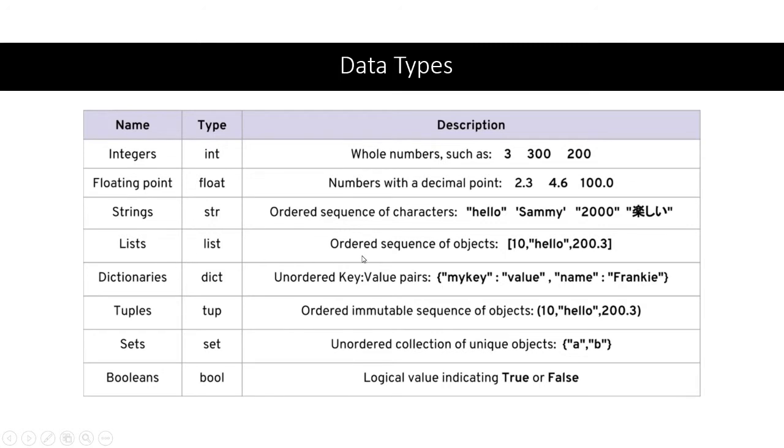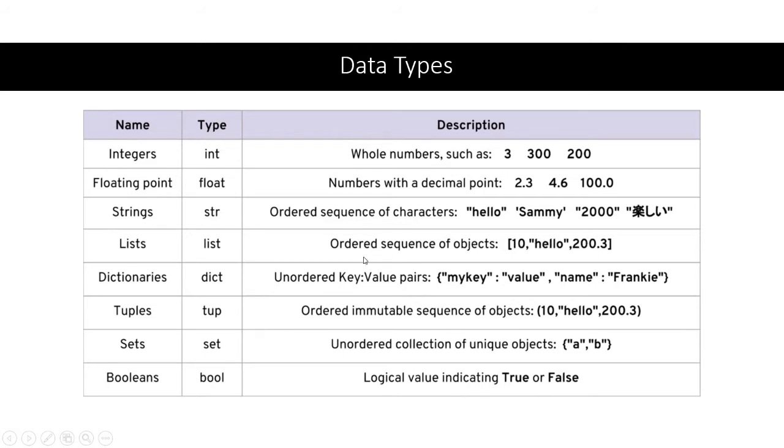Lists. Lists are ordered sequences of objects. So they're like strings. They definitely have order to them, but they are objects. They're whole objects. So I could have an integer here, and then I could have a string here, and then I could have a floating point.